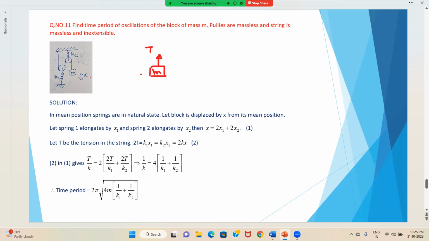Now see carefully. Block of mass M moving down by x distance. Let us assume this spring elongates by x1, and this upper spring elongates by x2. Now see carefully. When this pulley moves x1 upwards and this pulley moves x2 downwards, then we can write x equal to 2x1 plus 2x2, right?